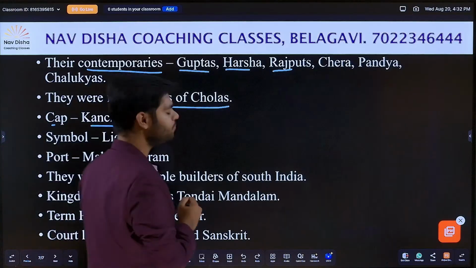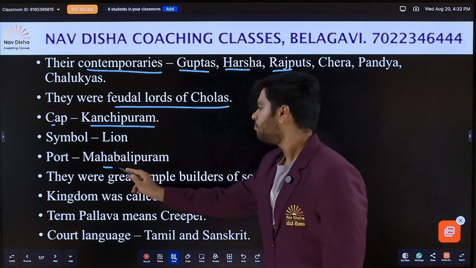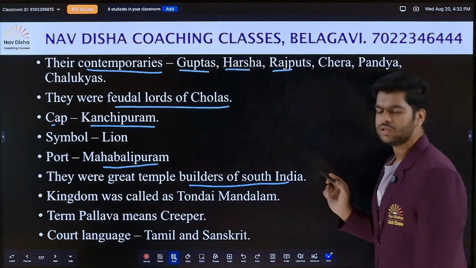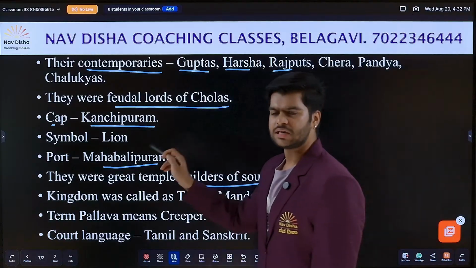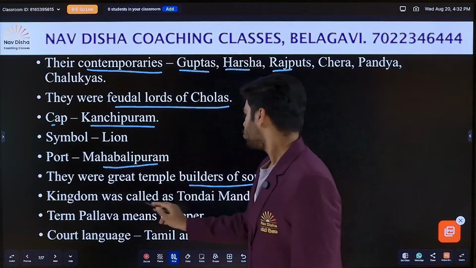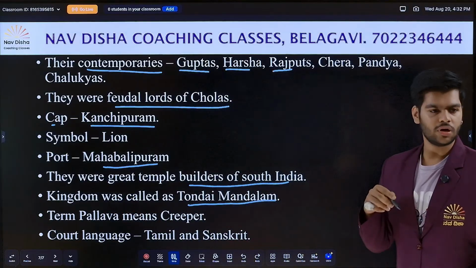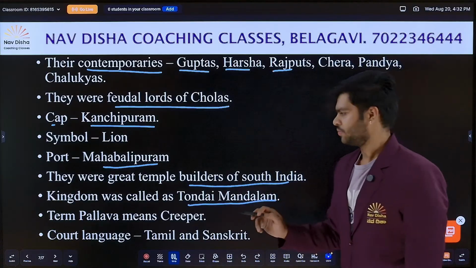Capital is Kanchipuram, which is in Tamil Nadu. Symbol is lion. Port Mahabalipuram. They are great temple builders of South India. So like Gupta started temple building in North India, Pallava started temple building in South India. The kingdom was called Tondai Mandalam. The entire kingdom area was called Tondai Mandalam. So an empire in Tamil language.